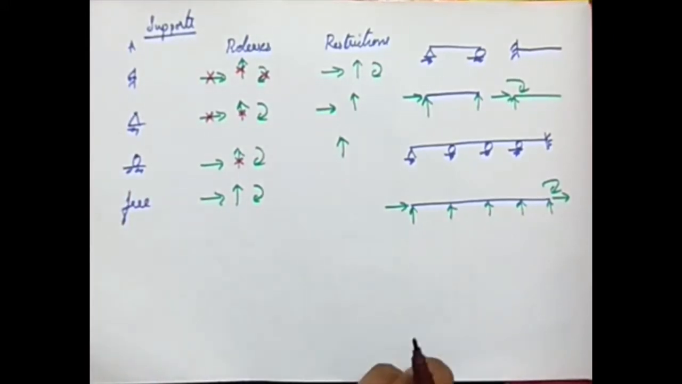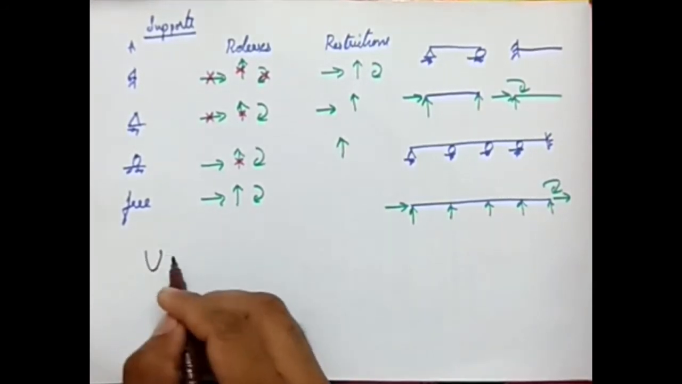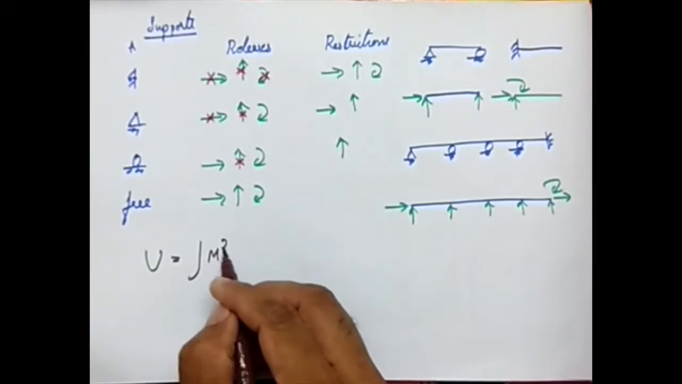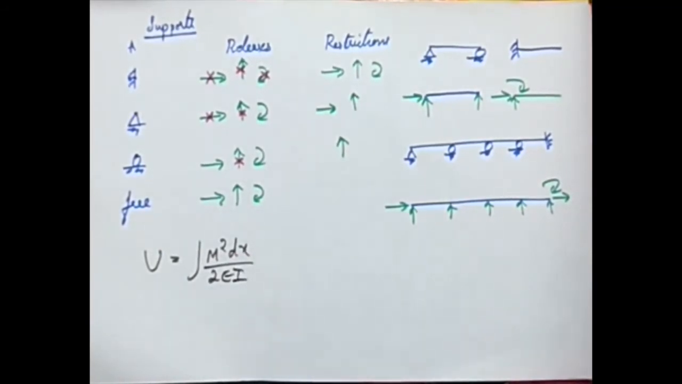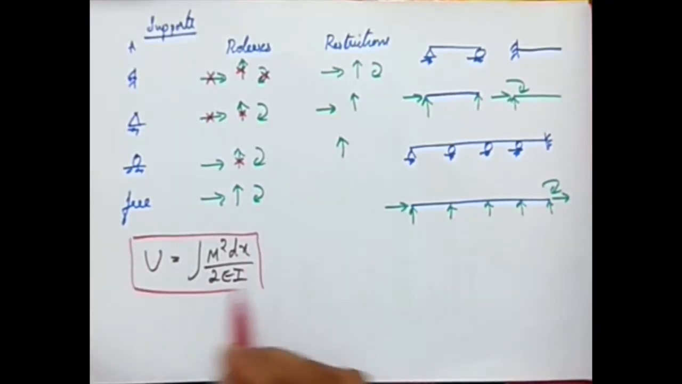We have the general equation for calculating strain energy for a member subjected to a flexural load or a bending moment, given by U equal to integral M square dx by 2EI. Okay, so this is the expression that we are going to use in the second part of this video. So this is the second part.